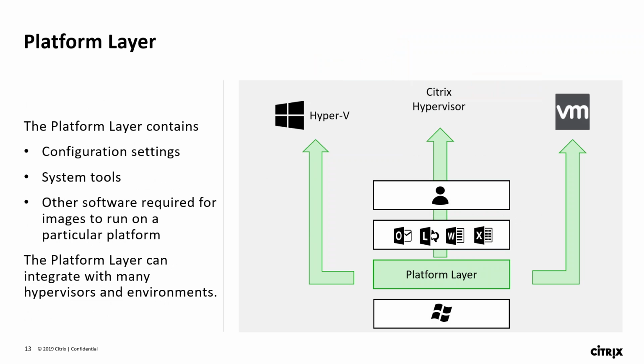Now let's talk about the platform layer. The platform layer contains configuration settings, system tools, and other software that's required in order for an image or a virtual machine to run on a particular platform. The platform layers can be integrated with many different hypervisors or environments, but you need one platform layer per hypervisor host. For example, a platform layer for Citrix Hypervisor would include the Xen tools. For vSphere, it would include the VM tools. The platform layer can be used to move other layers and layer types between different hypervisors without rebuilding the OS layer and the application layers.